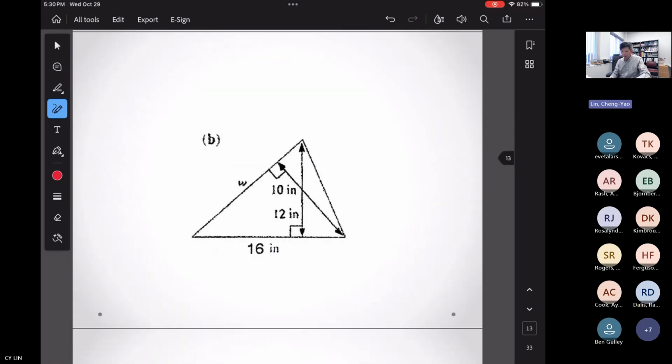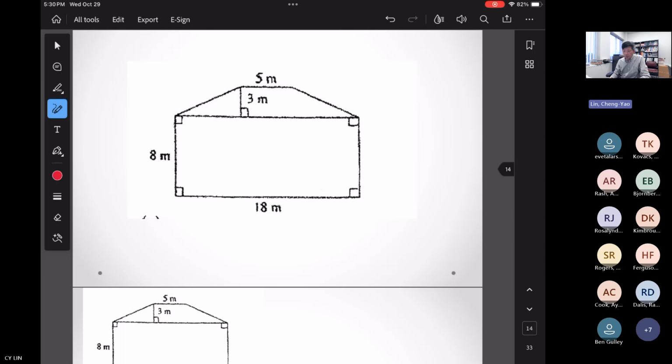So what about, let me see, this problem? This problem actually comes from one of the textbooks, okay? This is 5 centimeter. This is 3 meter right here. All right. And then finding out the area for this, okay?